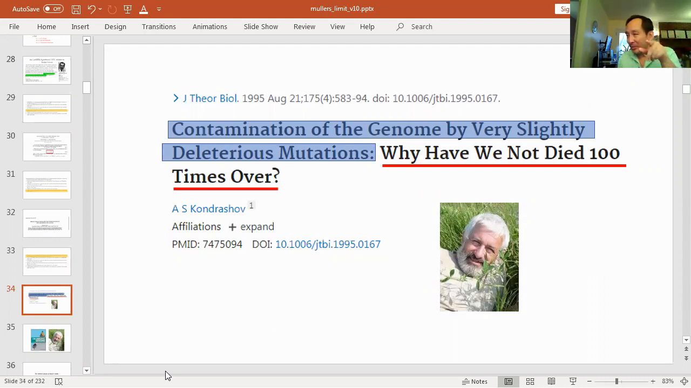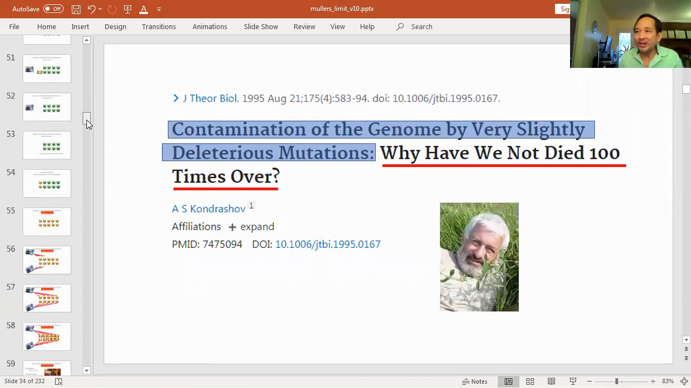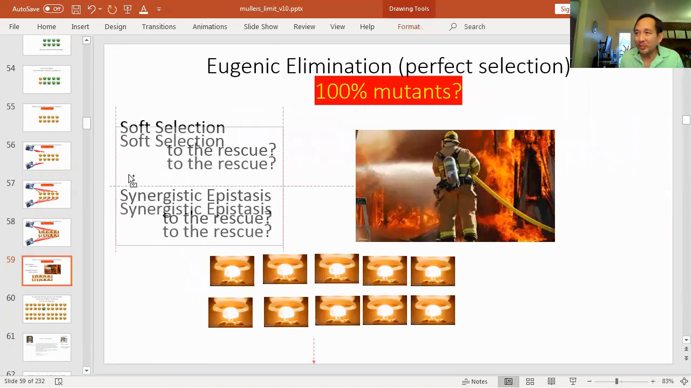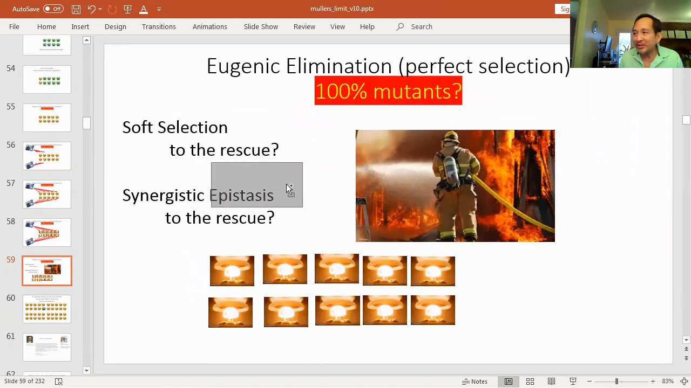Why have we not died 100 times over? And in that paper, if you read it, he proposes one solution, but he did say that it can accumulate mutations over time unless there's some mechanism to clear it out. He proposed a mechanism called synergistic epistasis. And I had a slide that, just for completeness, I said there was one solution proposed. I don't necessarily believe it's right, this synergistic epistasis, to remedy that problem. And then there's another one called soft selection.